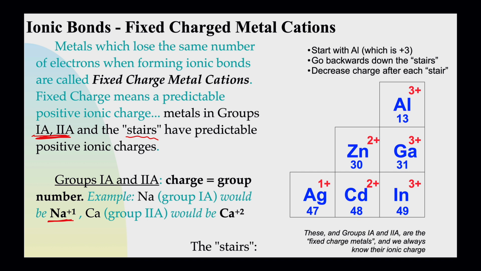The 3 in the first step, aluminum, gallium, and indium, are always positive 3. The second step, with 2, zinc and cadmium, are always positive 2. And finally, silver, the single step, is always positive 1. So the 6 stairs metals plus groups 1A and 2A are the fixed charge metals, and we know those all the time, and that's going to be important to us.